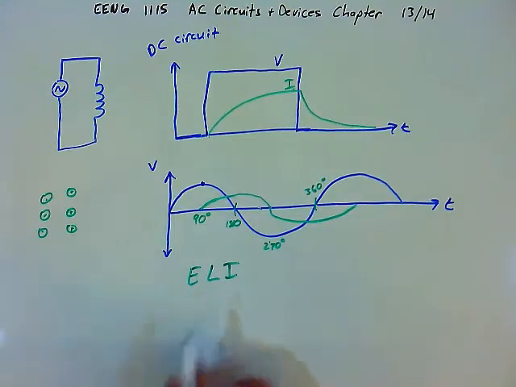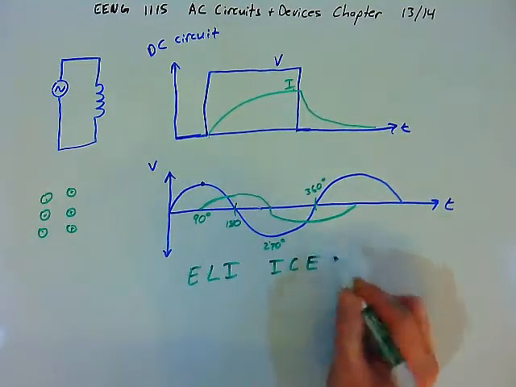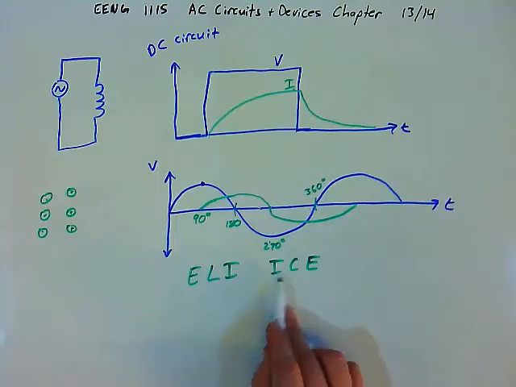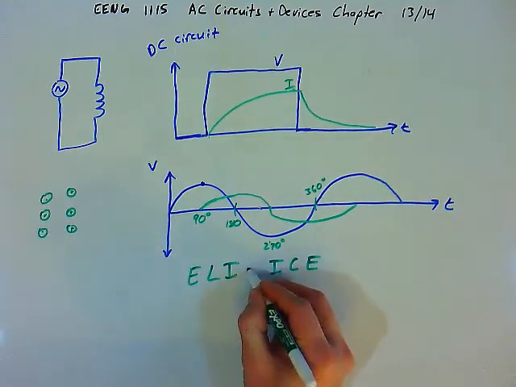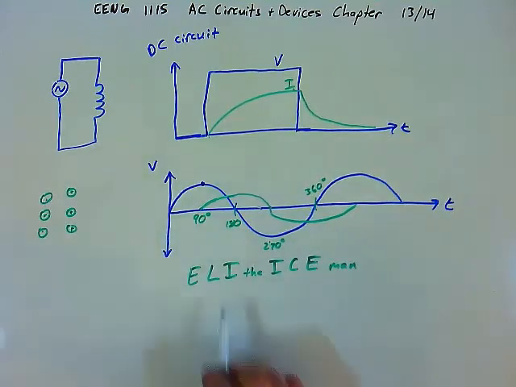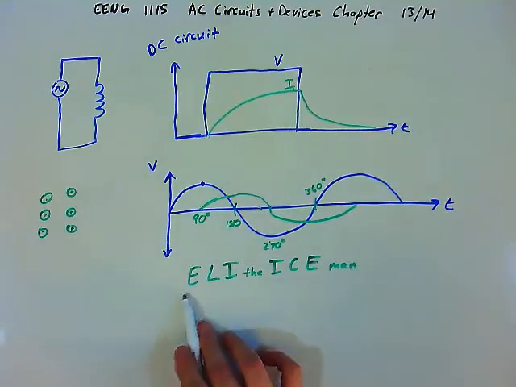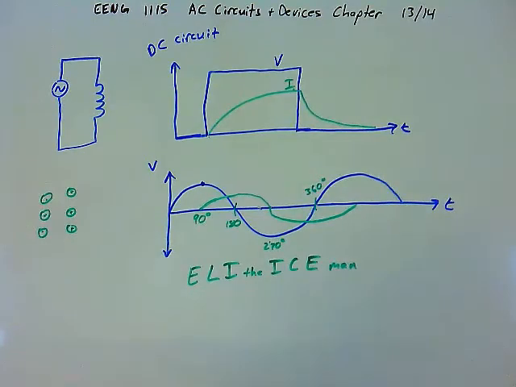We're going to see in a later chapter that we have ICE, which says that in a capacitive circuit, the current actually comes first, and then the voltage comes later. But the way that you remember this is ELI the ICE man. That says that in an inductive circuit, again, the voltage comes first, and the current comes later. And we'll see in a later chapter that in a capacitive circuit, the current comes first, and then the voltage comes later. E is another symbol for voltage, the electromotive force.